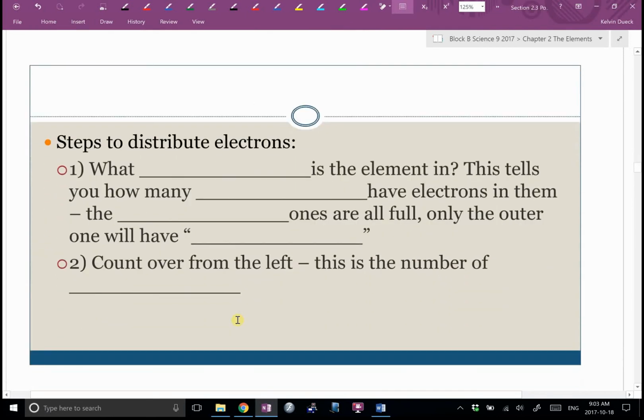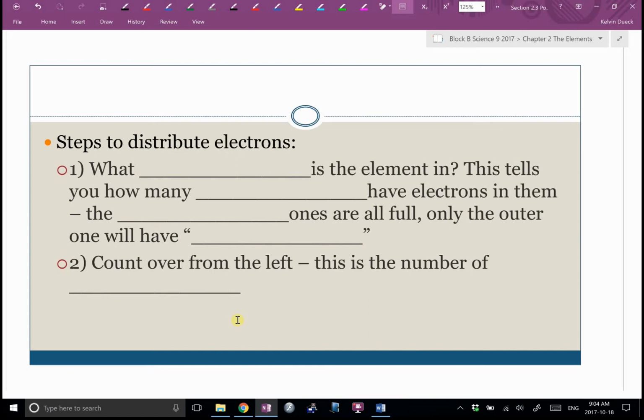So, if you ever want to distribute electrons, you are going to be asked to draw Bohr models of atoms. What I mean by that is you're going to do circles and more circles and more circles, and then dot in where the electrons go. Now, electrons aren't really dots. This is a model, but it'll work pretty good. So how do you do that?